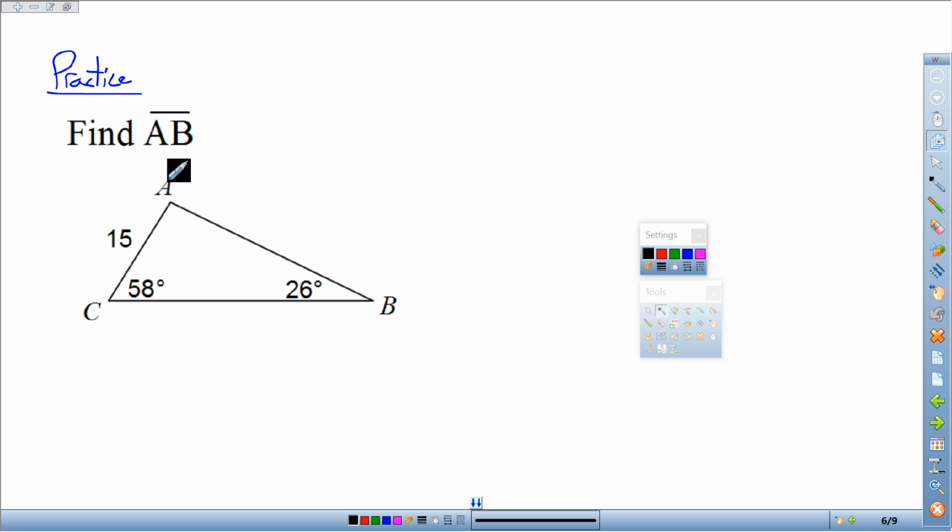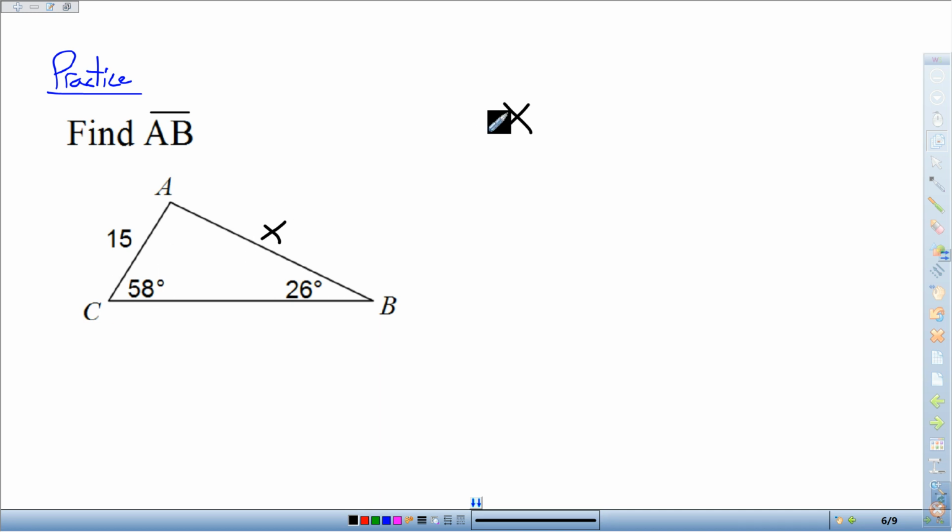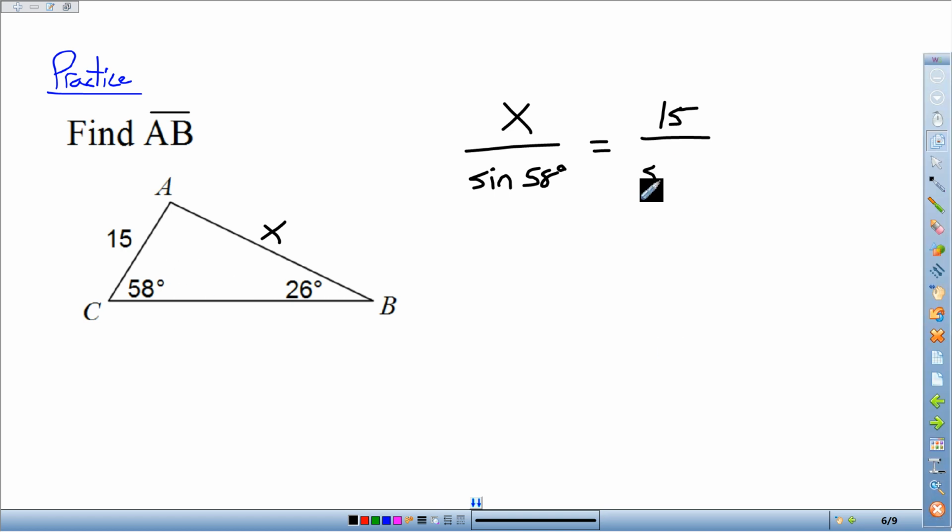Okay, cool. So let's see. Side length AB is what we're looking for. There's x. So there's my first ratio I'm going to make: side length over sine of the angle opposite that side length, 58 degrees. And then do the same thing with the other side length that we know, so 15 over sine of the angle opposite that, so sine 26. Okay, check out your proportion. Make sure it looks a lot like mine or just like mine.